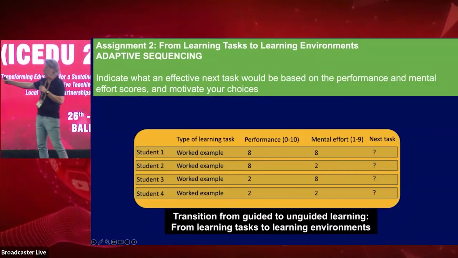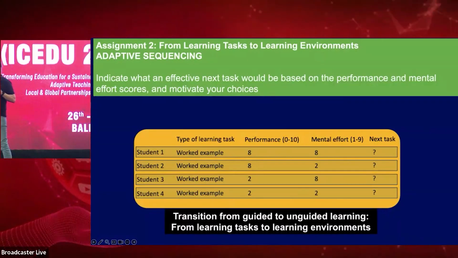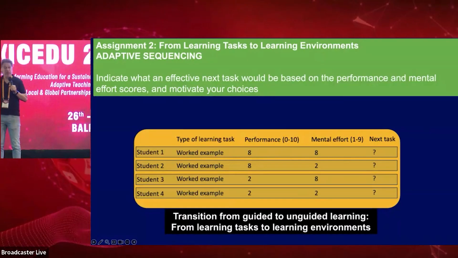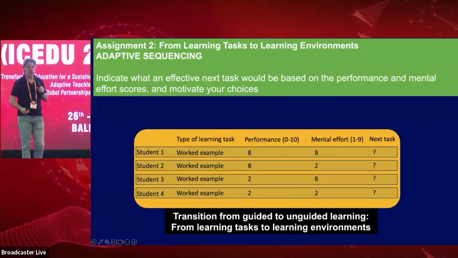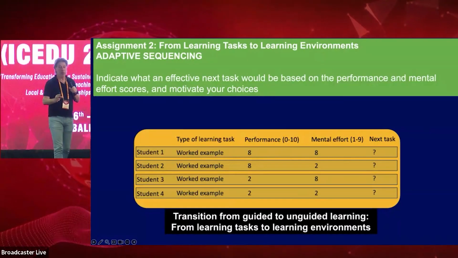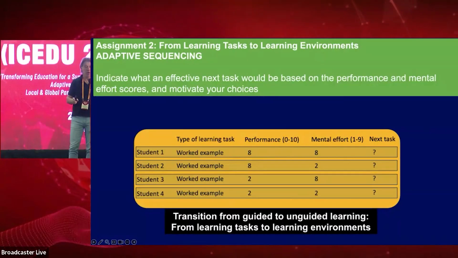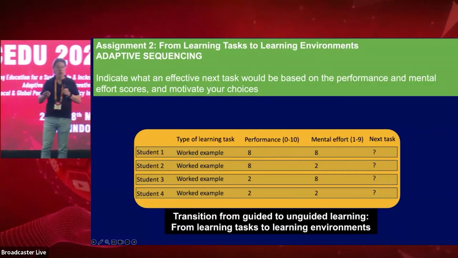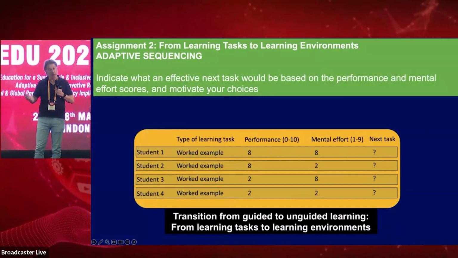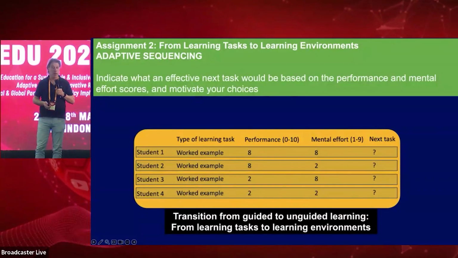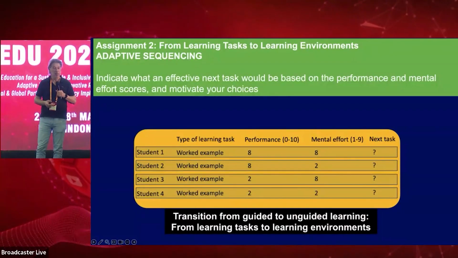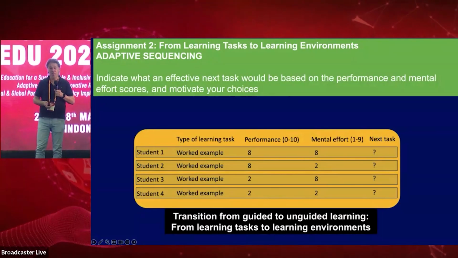So as you can see now, for instance, the first student had a performance of 8 and a mental effort of 8 on a 9-point scale. So that means very high performance, but also very high cognitive load. So what would you do in your instruction for a next task that you would present to this student? Does anyone have an idea?